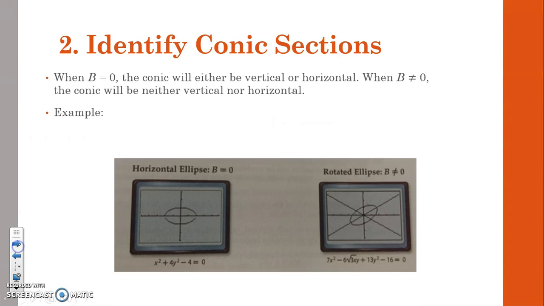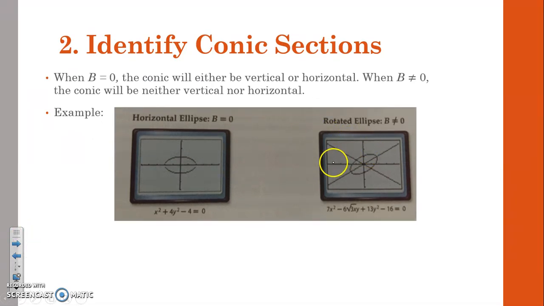When b is not 0, my conic will be slanted. We haven't practiced graphing those kinds of conics. It's just a piece of information for you to know. So here I have an ellipse where b equals 0, so it's horizontal.